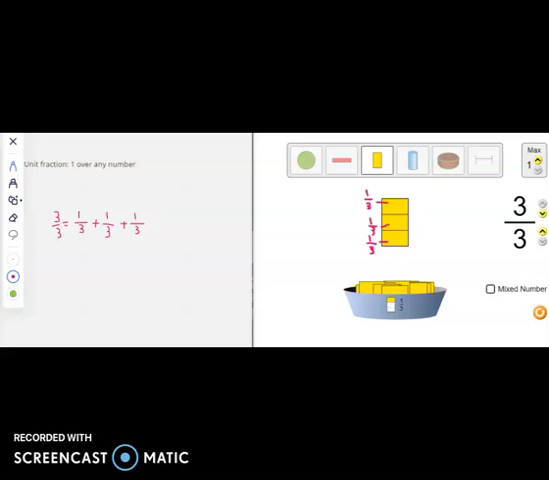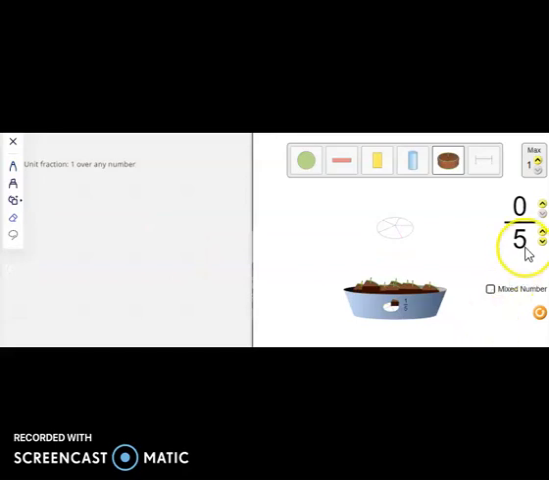Okay, let's see another example. If I have a cake, and composed into 5 parts, 1, 2, 3, 4, and 5. This is the whole fraction, right? Okay. I'll take one part. What is the rest? 4 over 5, or 4/5. Let's represent it as unit fraction.